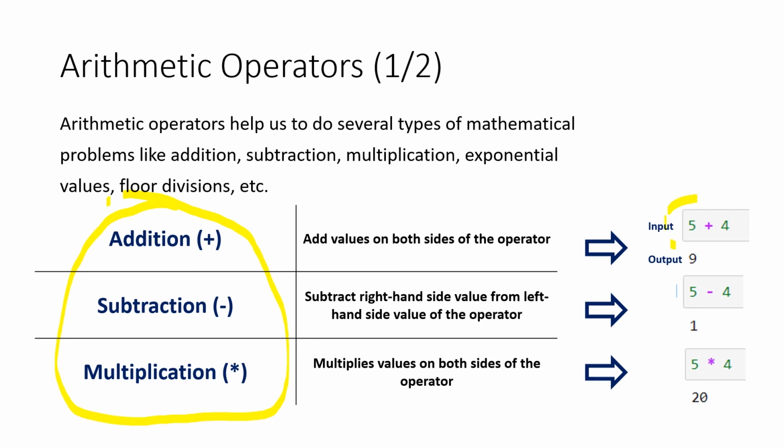So here in the input line, we have 5 plus 4. We use the plus operator, and we can generate the output 9 in Python. Now, if we want to use the subtraction, we just switch the plus sign to the minus sign. If we want to use multiplication, we just switch the minus sign to the star sign. And we can generate the output of 5 times 4 is 20.